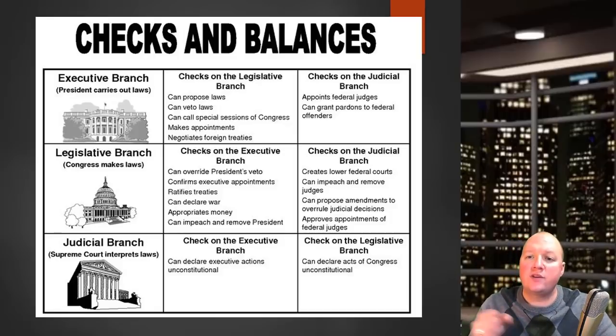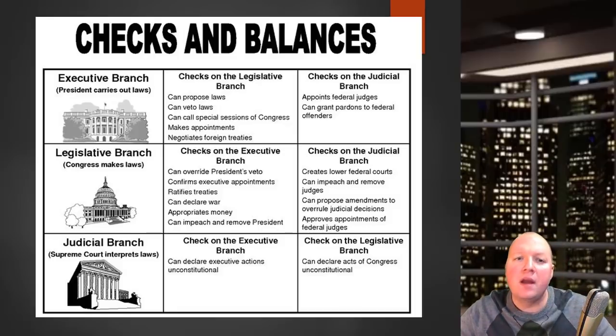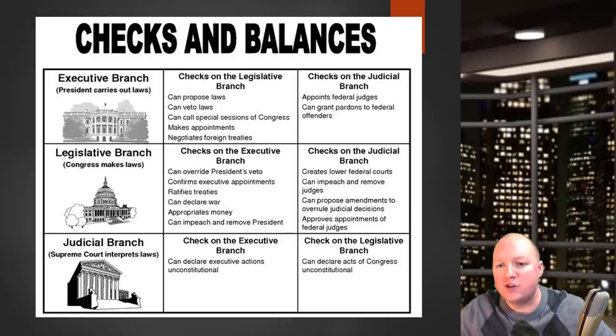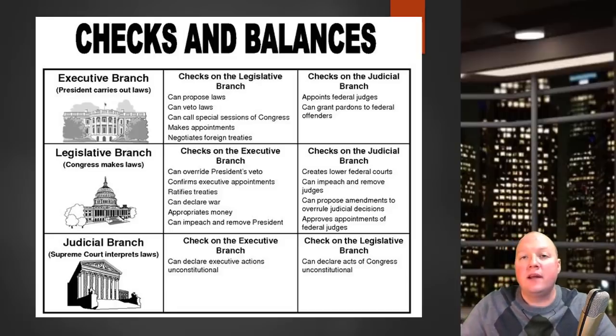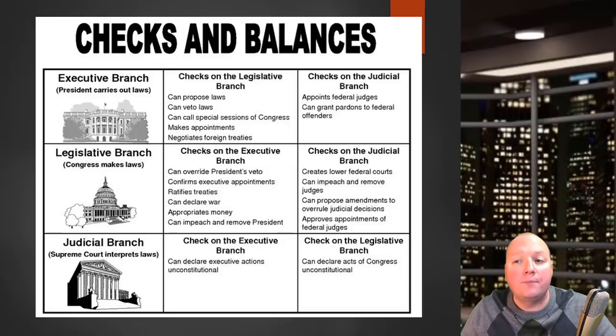And then when it says checks on, that means that that branch can do something to the other two to make them not so powerful or to dial them back a little bit. So for example, let's look at the executive branch real quick here. The executive branch can stop the legislative branch by doing things like vetoing laws. So if the legislature tries to create a law that the executive, the president, doesn't like, he or she can veto that law. That is a check.